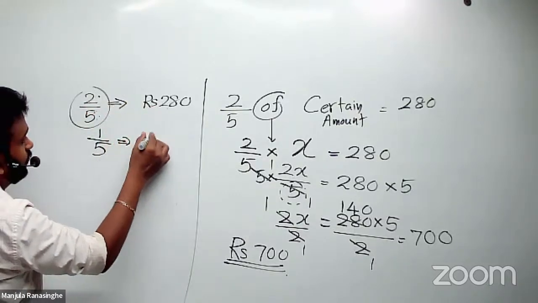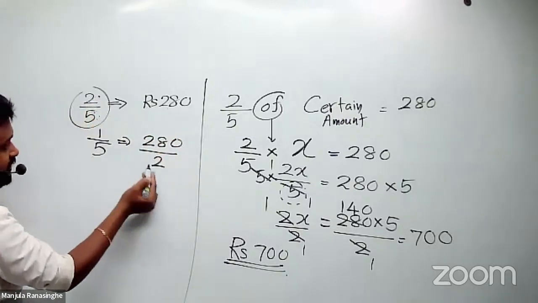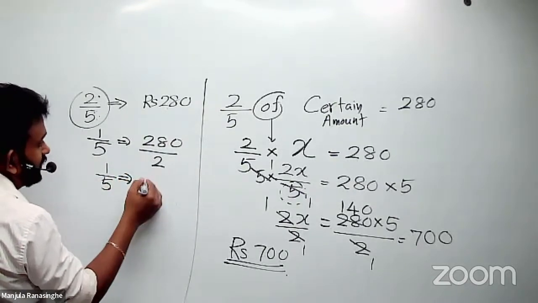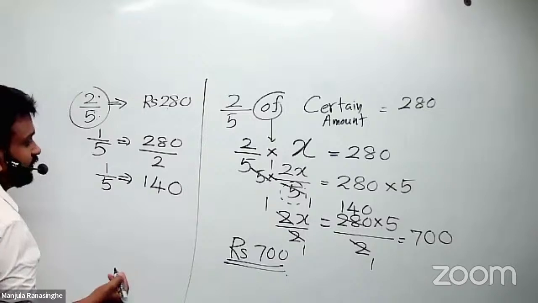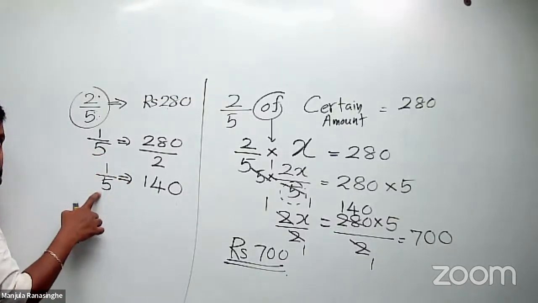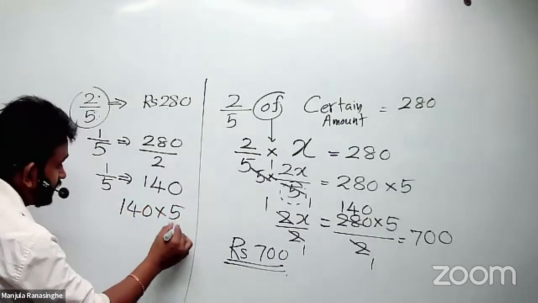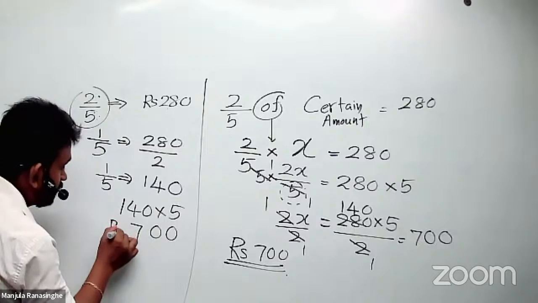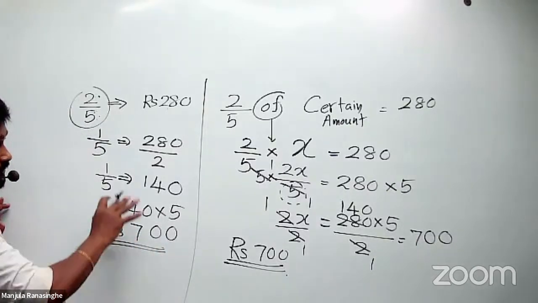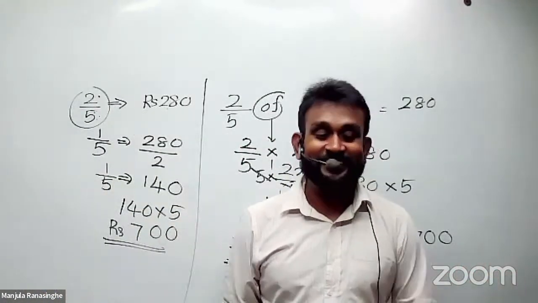Then one part, how much? 280 divided by 2. Just divide by the numerator. Then it gives you 1/5 equal, right, 140. Then total means 5/5, right, 5 upon 5. So you have to multiply this 140 by 5. Then it gives you, right, 700 rupees. That's the second part when you deal with the fractions, right? Right, you can note down whatever methods you like.